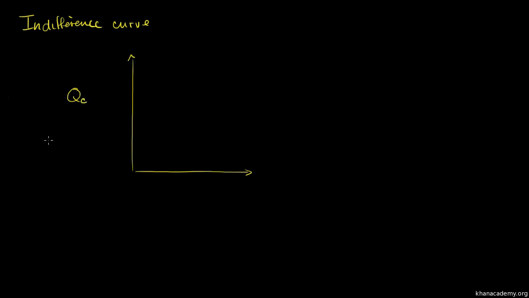So the vertical axis is going to be the quantity of chocolate in bars. And the horizontal axis is going to be the quantity of fruit, in pounds of fruit. And this is 10, this is 20, and this is 5, 15. Let's say that right now, I am consuming 5 pounds of fruit per month and 15 bars of chocolate per month. So that would put me right there.